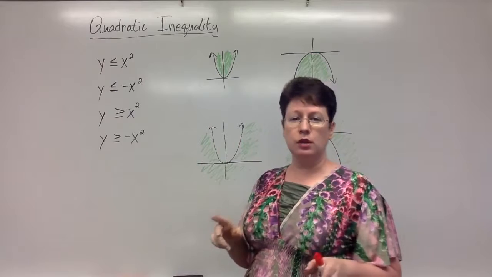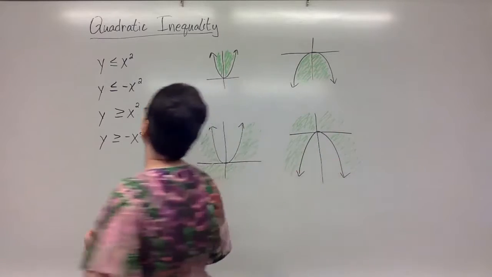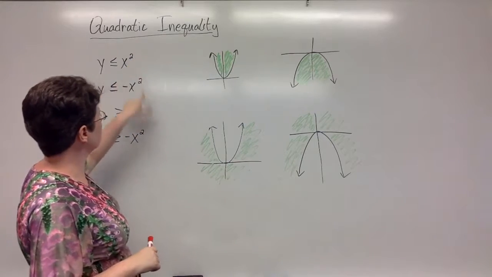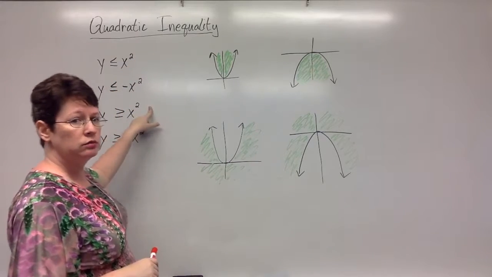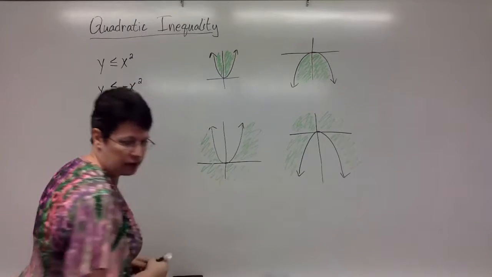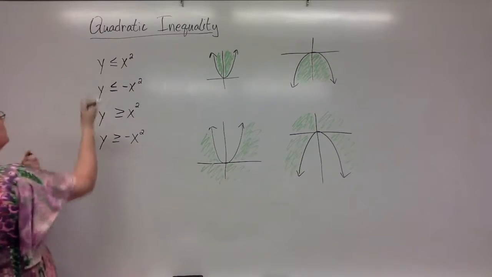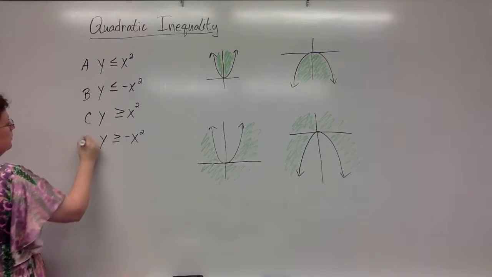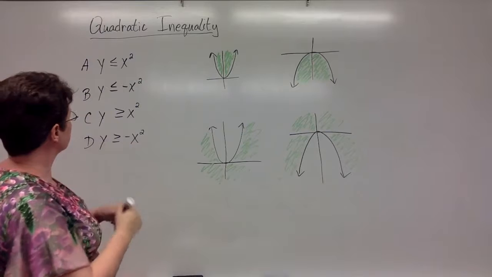Okay, so let's look at my up parabolas. First one, my parabola is up. So I know it can be the first one or the third one. It's not going to be the second or fourth. I believe we have these labeled A, B, C, and D. Okay, so let's look at it.